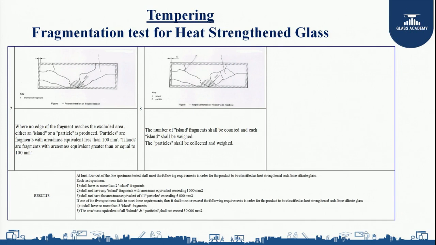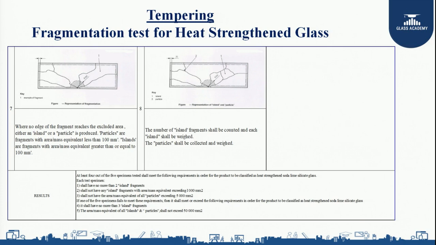Now, a particle is a fragment with area by mass equivalent less than or equal to 100 mm. When you are going to call a fragment a particle, it means your area by mass is less than or equal to 100 mm, and you are going to call it an island where area by mass is greater than or equal to 100 mm. So I am repeating again, where no edge of the fragment reaches the excluded area, either an island or a particle is produced. Particles are the fragments with area by mass equivalent less than 100 mm. Islands are the fragments with area by mass equivalent greater than or equal to 100 mm. So when I am getting less than or equal to 100 mm, it is considered to be a particle.